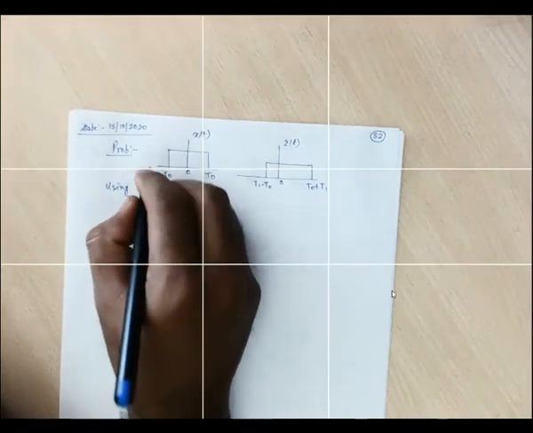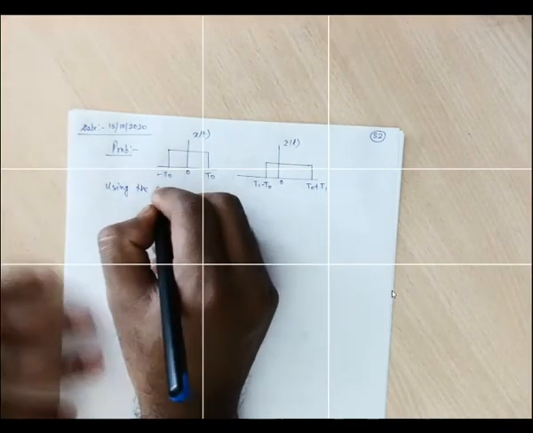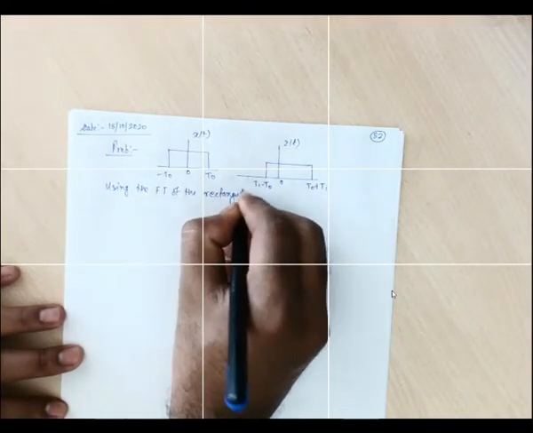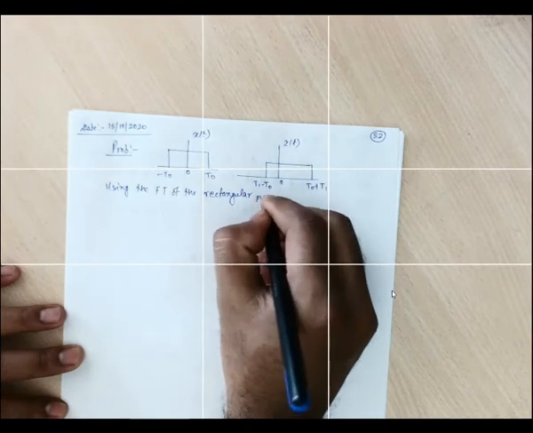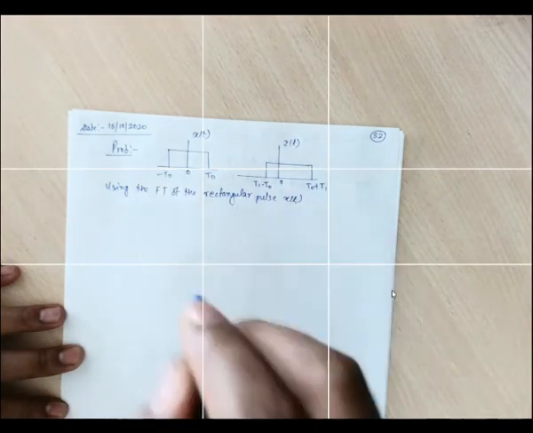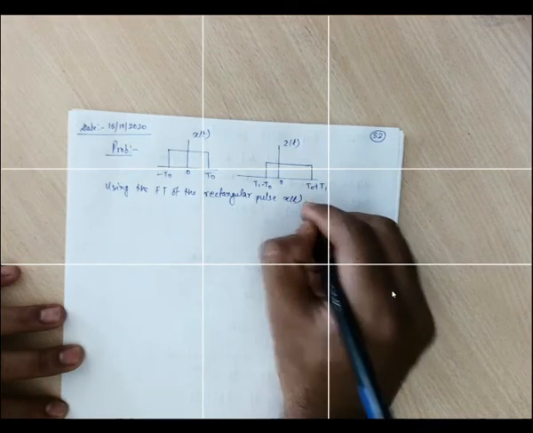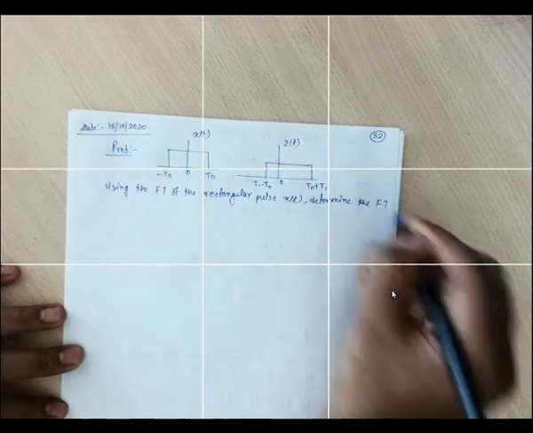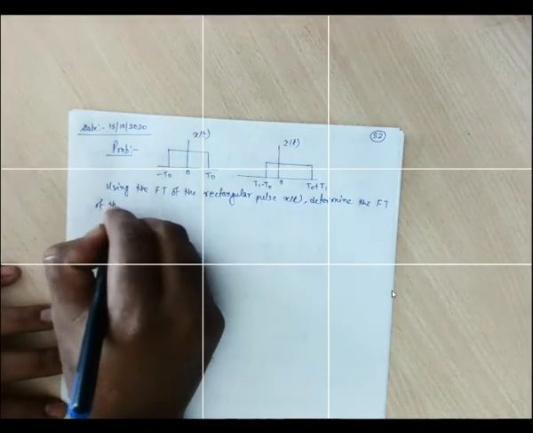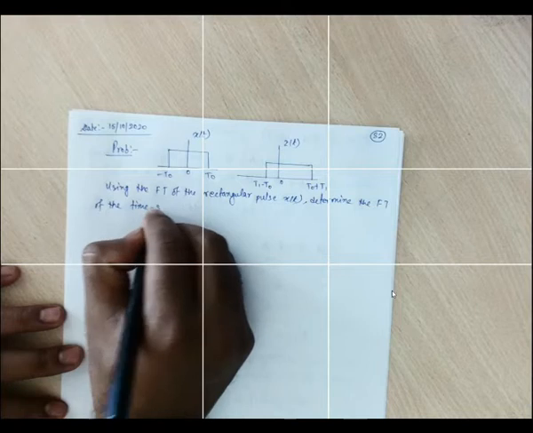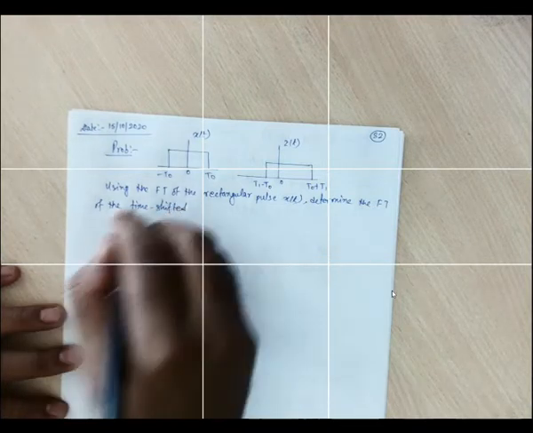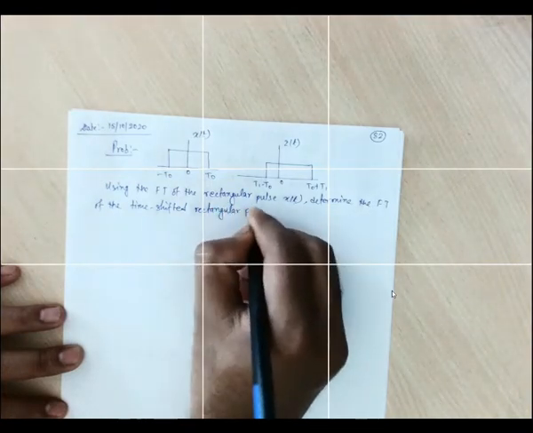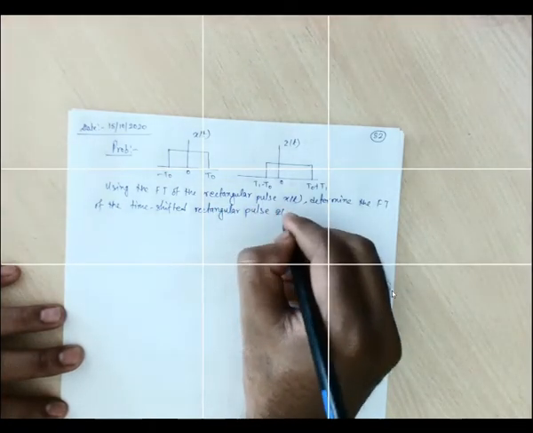Using the Fourier transform of the rectangular pulse x of t, determine the Fourier transform of a time shifted rectangular pulse z of t. Okay.